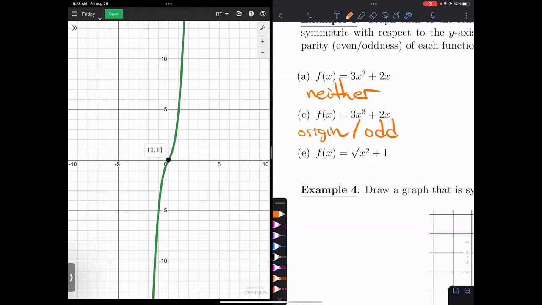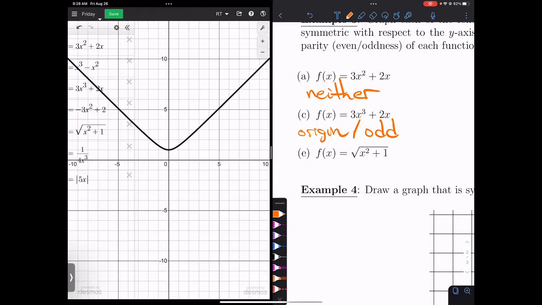Okay, and then part E, the square root. That is y-axis, so it's even.